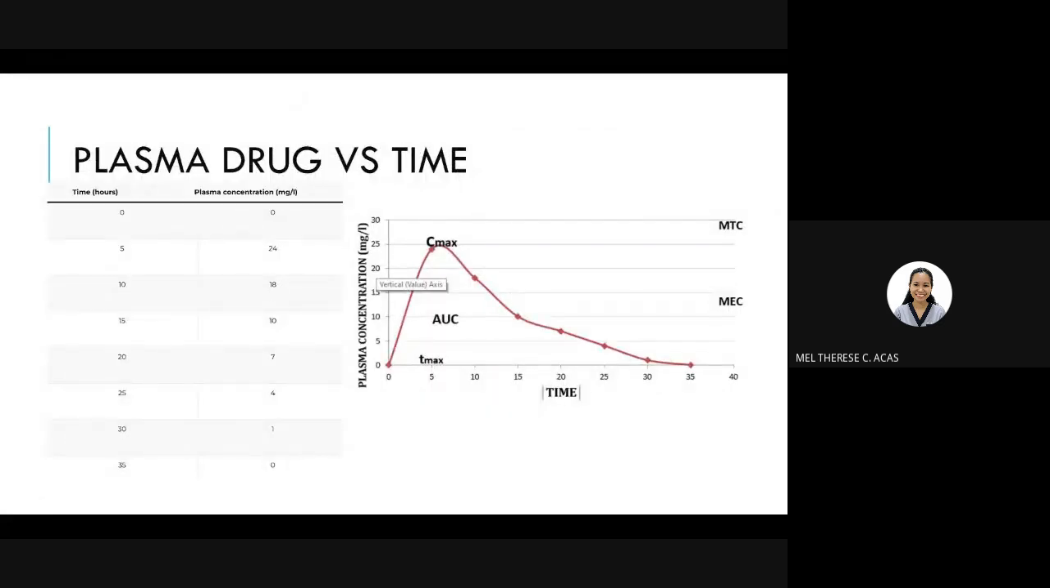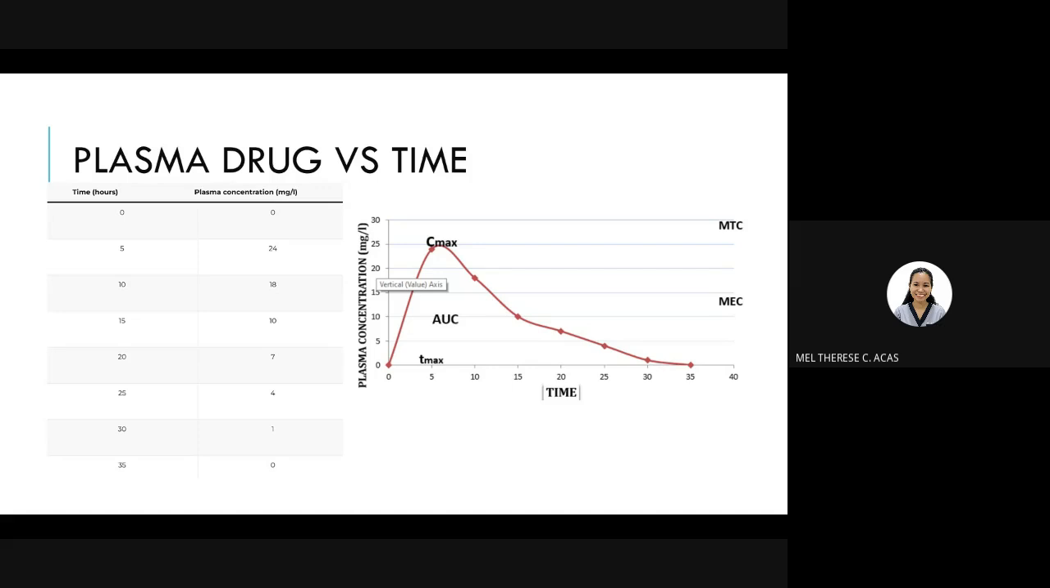In this picture, there is a corresponding hours. For example, it's from 0 hours to 5, 10, 15, 20, 25, 30, 35. And the plasma concentration is in milligram per liter. And we all know this concentration is not consistent.